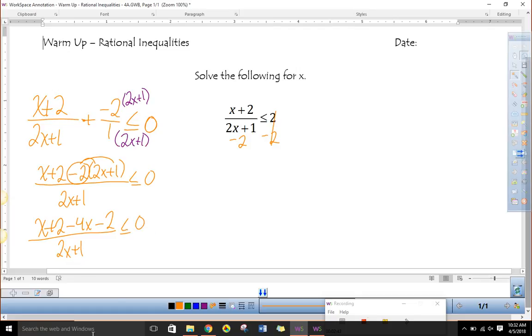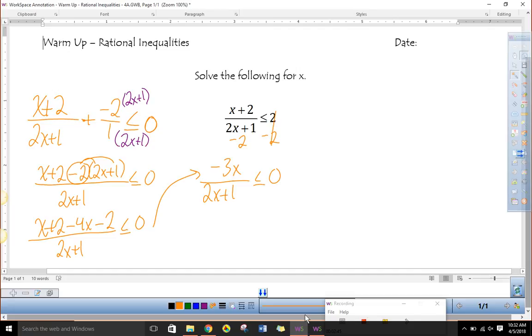Alright, so when I simplify this all down, what am I going to get? Negative 3x. So take a second. Is everybody there? Do we know where these things are coming from? We're okay so far? Okay.